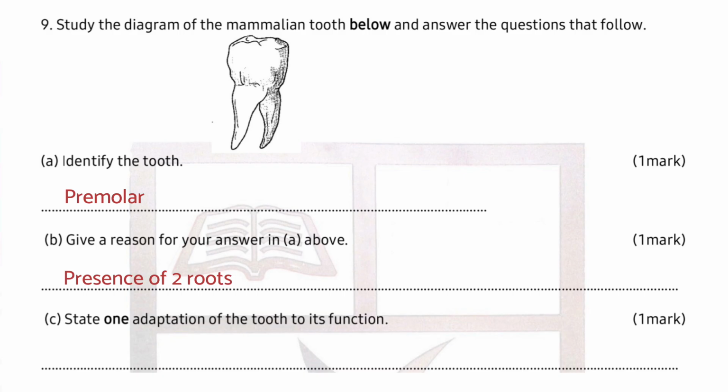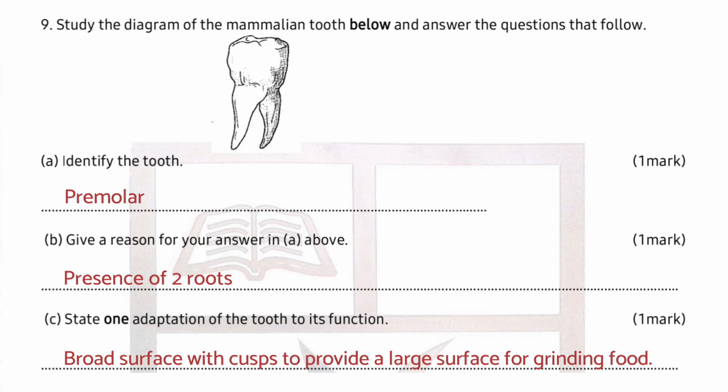Part C, state one adaptation of the tooth to its function. Okay, so what is the function of the premolar tooth? It's to grind and chew food. Now, when it comes to its adaptation, it has a broad surface with cusps to provide a large surface area for grinding or chewing of food.